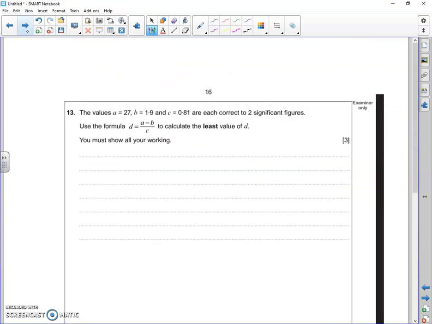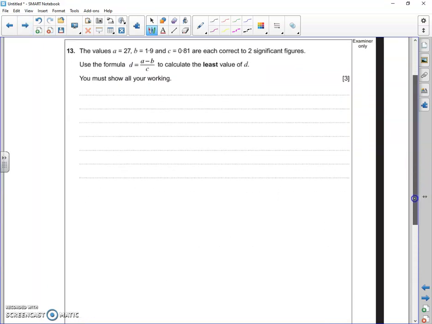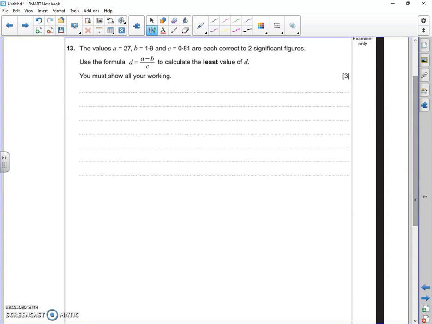Question 13. All of these have been rounded to two significant figures. So it means that A has been rounded to the nearest whole number, B has been rounded to 1 decimal place, and C has been rounded to 2 decimal places. And we've got to find the least value of D in this formula.